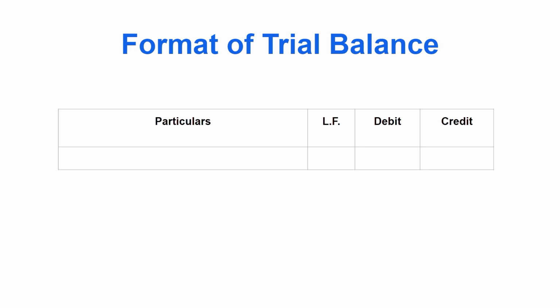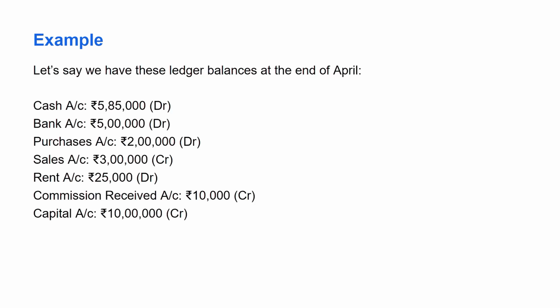Format of trial balance. Particulars, ledger folio, debit and credit. You list every account's closing balances from ledger. Assets and expenses usually show debit balance. Liabilities, capital and income usually show credit balance. Now let's look at the example.